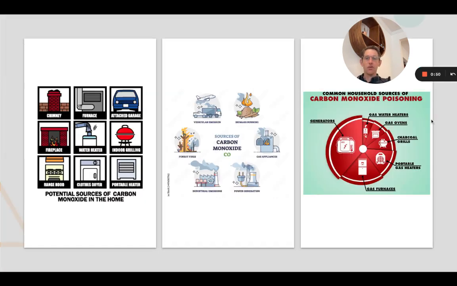These graphics show some of the more common sources and how they're broken down. Clearly you can see there are some residential sources, industrial, and natural, like a wildfire scenario, where you have that incomplete combustion. If you use one of those portable heaters when you're camping, that's something you certainly want to be careful with. They have these little propane canisters that could certainly be a source of carbon monoxide. So you can familiarize yourself with the common sources.